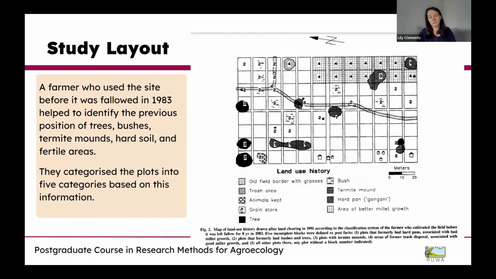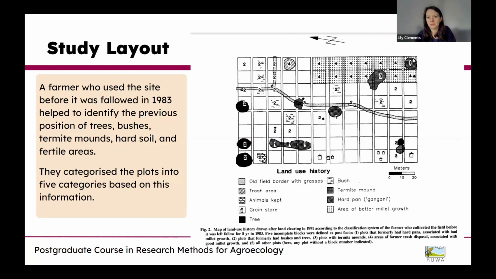Based on this, because this might affect how the treatments behave, this might affect the outcome, because these are all things that change the soil, and therefore they can change the yield, and so it might make one treatment look to perform differently to another when it shouldn't. But they categorized the plots into 5 categories based on this information. And that's what we see in this image.